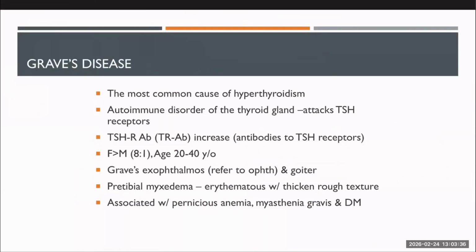Okay. So Graves' disease, the most common cause of hyperthyroidism, is an autoimmune disorder. It has those antibodies that attack the TSH receptor, and it turns the thyroid gland on. More females than males, 8-to-1 ratio, ages 20 to 40. Some other signs: they may have Graves' exophthalmos, that accumulation of protein behind the eye that makes it bulge out. Pretibial myxedema is that orange peel texture on the anterior part of the shin. And they may have some pernicious anemia, myasthenia gravis, and possibly diabetes as well.